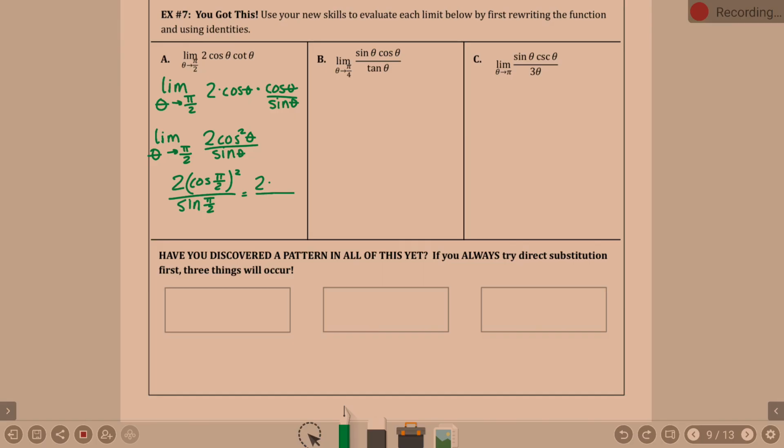Cosine of pi over 2 is 0. What's sine of pi over 2? 1. So you just end up with 0 over 1, which is 0. It's not in indeterminate form, it's 0. Okay. Now, in that scenario, could you have done it with cotangent? It's just that with pi over 2, we use sine and cosine and adjust from there. So to me, that one was an easier one that way.